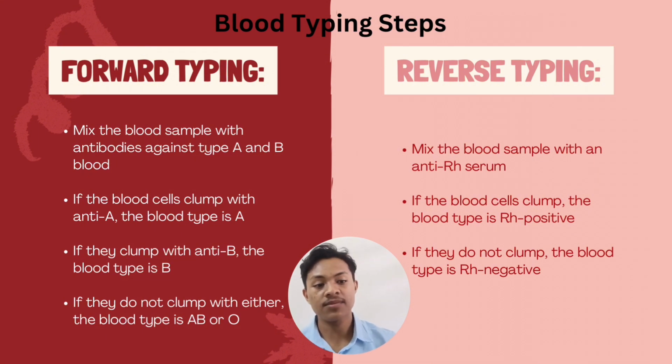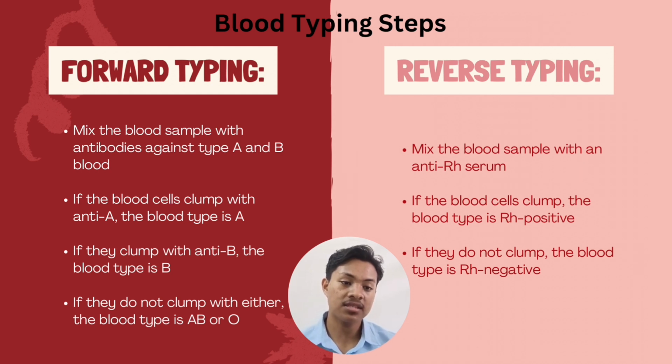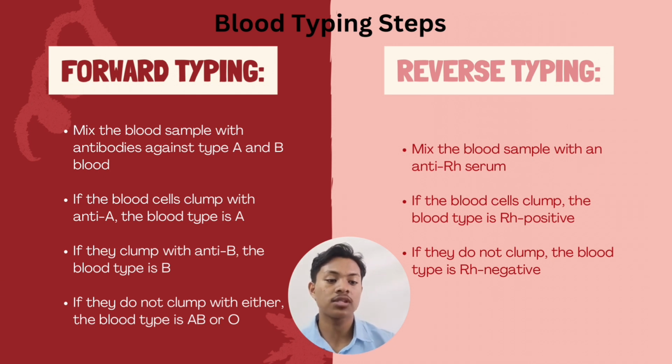And RH factor determination, or reverse typing. We look at the section with anti-D antibodies. If agglutination occurs here, the blood type is RH positive. If there's no agglutination, it's RH negative. In summary, this method offers a simple, quick, and portable way to determine blood types, making it especially useful in field settings or resource limited environments.